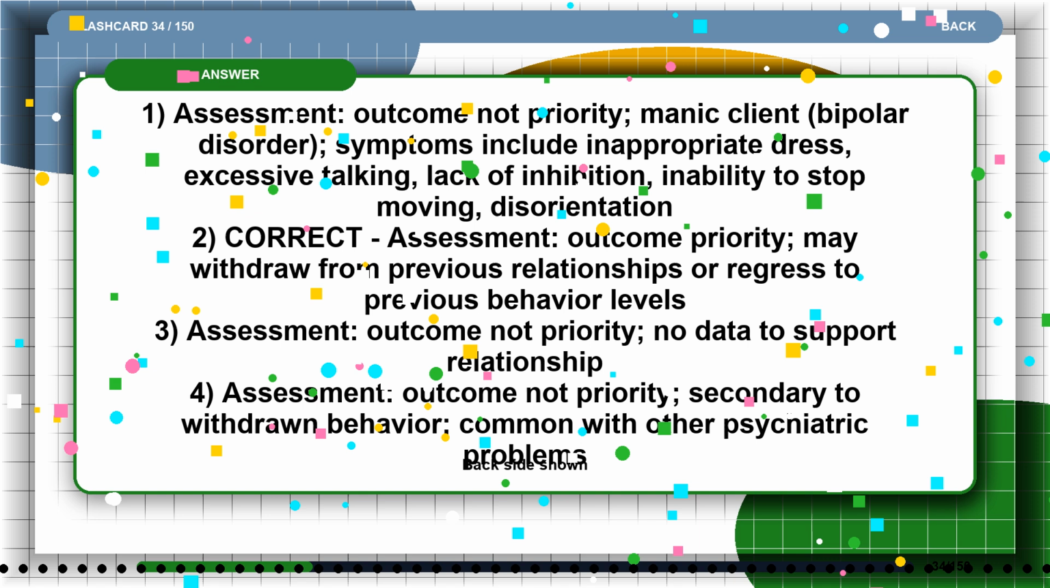3. Assessment, outcome not priority. No data to support relationship. 4. Assessment, outcome not priority. Secondary to withdrawn behavior, common with other psychiatric problems.